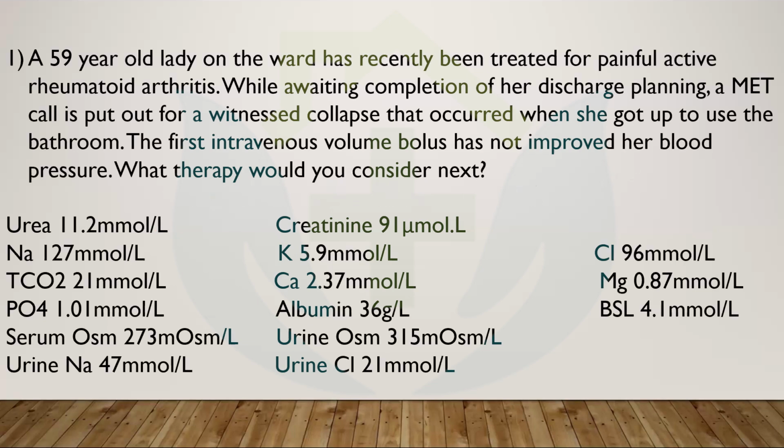So this is a patient. She has rheumatoid arthritis awaiting discharge, suddenly collapsed in the ward. A fluid bolus was given, but that did not improve the BP. The values they have given are: urea 11.2, creatinine 91, sodium 127, potassium 5.9, chloride 96, TCO2 21, calcium 2.3, magnesium 0.87, phosphorus 1, albumin, blood sugar 4.1, osmolarity 273, urine osmolarity 315, urinary sodium 47, urinary chloride 21.